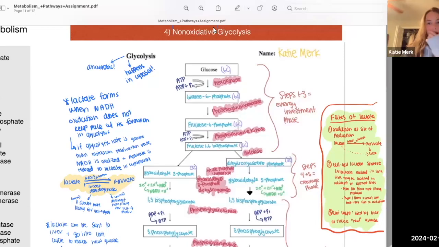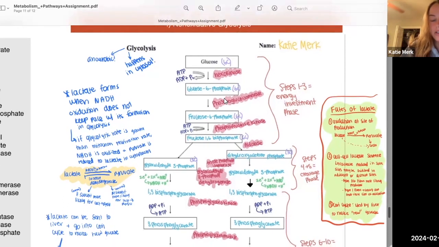I'm going to be talking about glycolysis, or non-oxidative glycolysis. This happens in the cytosol and no oxygen is involved. It's anaerobic. To start, we start with glucose, which is a 6-carbon molecule, and hexokinase, with the help of ATP, will convert this to glucose 6-phosphate, again, still 6-carbon.